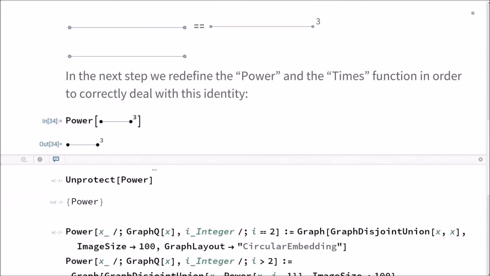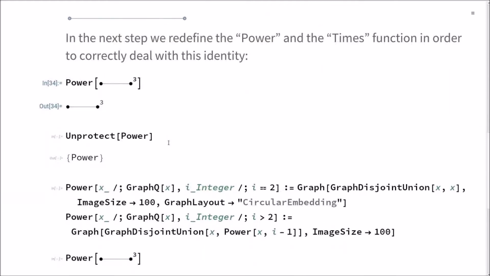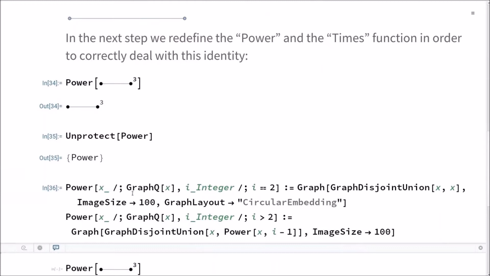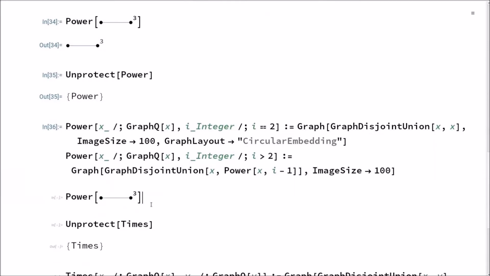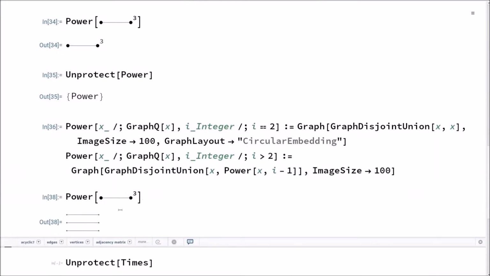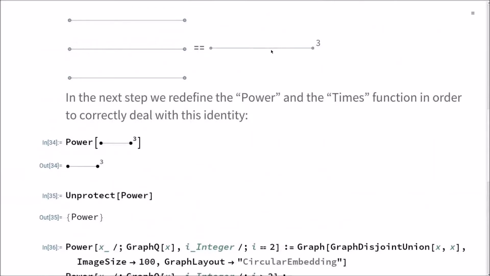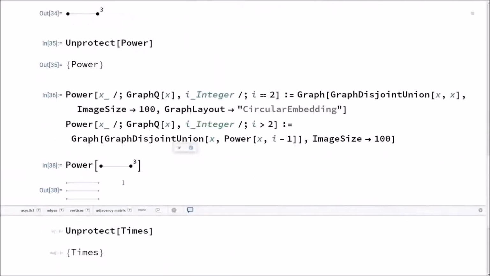So to make Mathematica aware of this, we redefine the power function for graphs. This is this function here. If we have a graph to the power of something, it's simply a graph disjoint union. So we are connecting this graph, and it can now evaluate this expression here. So we see that this is equivalent. This to the power of 3 is equivalent to this, and Mathematica knows this now.